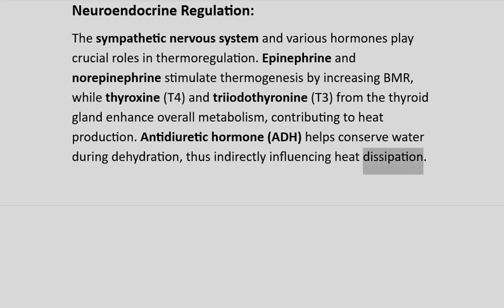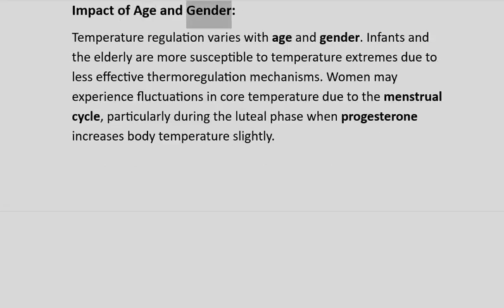Impact of age and gender. Temperature regulation varies with age and gender. Infants and the elderly are more susceptible to temperature extremes due to less effective thermoregulation mechanisms. Women may experience fluctuations in core temperature due to the menstrual cycle, particularly during the luteal phase when progesterone increases body temperature slightly. Exercise and heat stress.